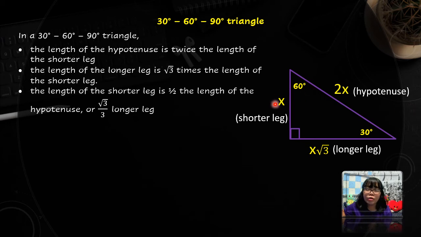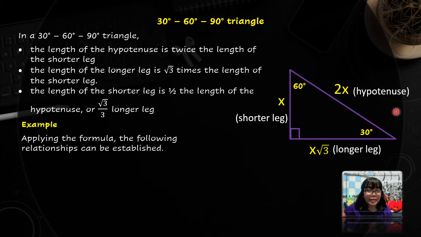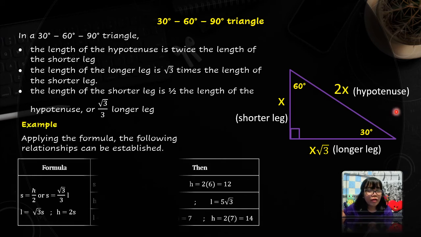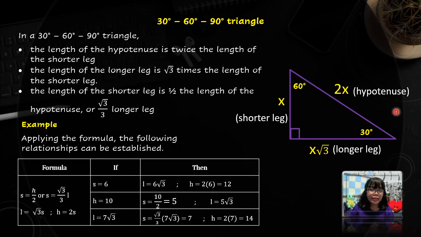And then, given the shorter leg, we need to multiply the shorter leg by square root of 3 to get the longer leg. So, if your shorter leg is x, then multiplying it by square root of 3, we will have x square root of 3 as the longer leg. Now, let us have some examples. Applying the formula, the following relationships can be established.